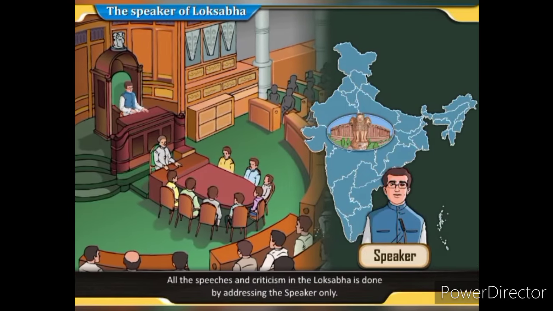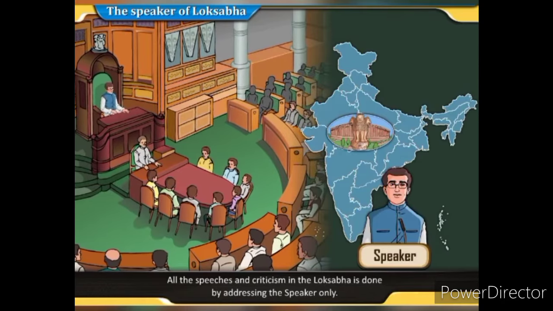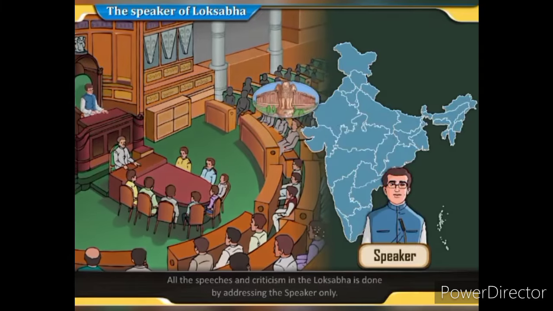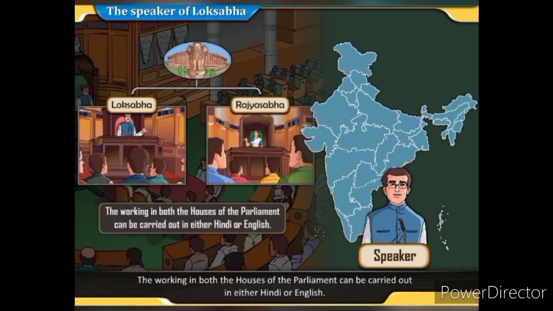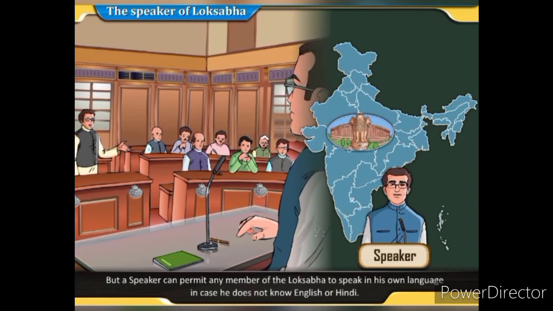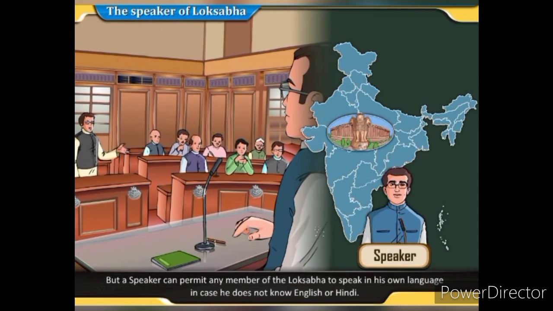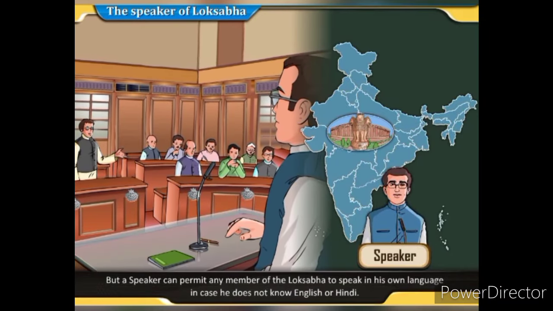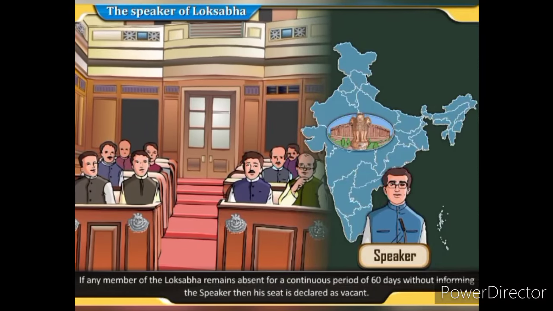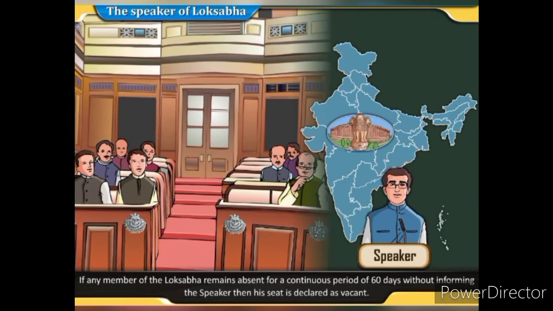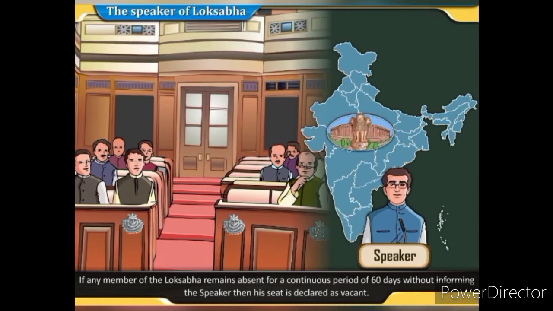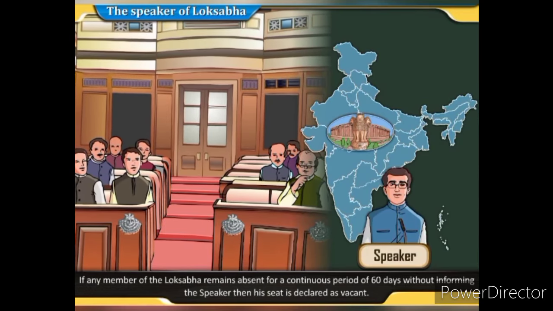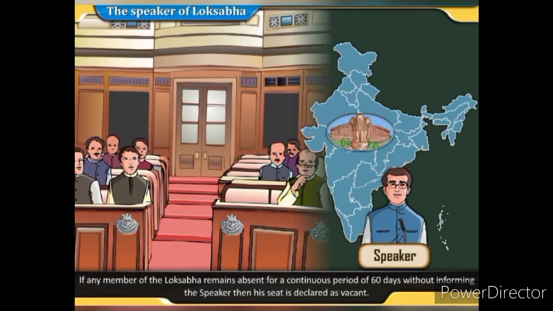All the speeches and criticism in the Lok Sabha are done by addressing the Speaker only. The working in both the houses of the Parliament can be carried out in either Hindi or English. But a Speaker can permit any member of the Lok Sabha to speak in his own language in case he does not know English or Hindi. If any member of the Lok Sabha remains absent for a continuous period of 60 days without informing the Speaker, then his seat is declared vacant.